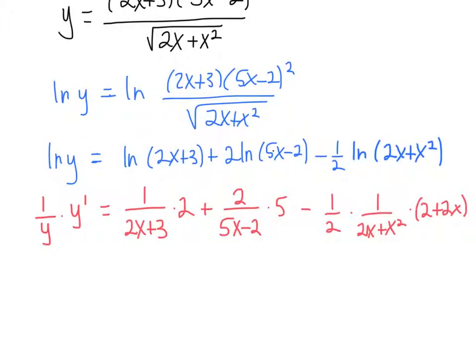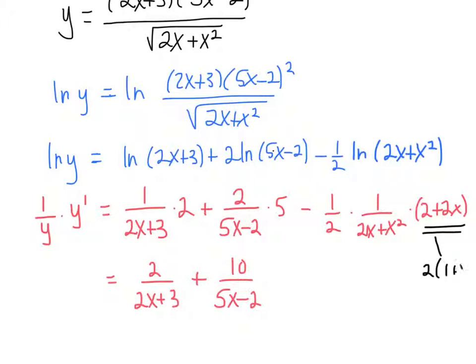Okay, now all we got to do is simplify. 2 over 2x plus 3 plus 10 over 5x minus 2. We could factor a 2 out of this piece. And that 2 is going to cancel with the 1/2. So we're going to be left with minus 1 plus x over 2x plus x squared.